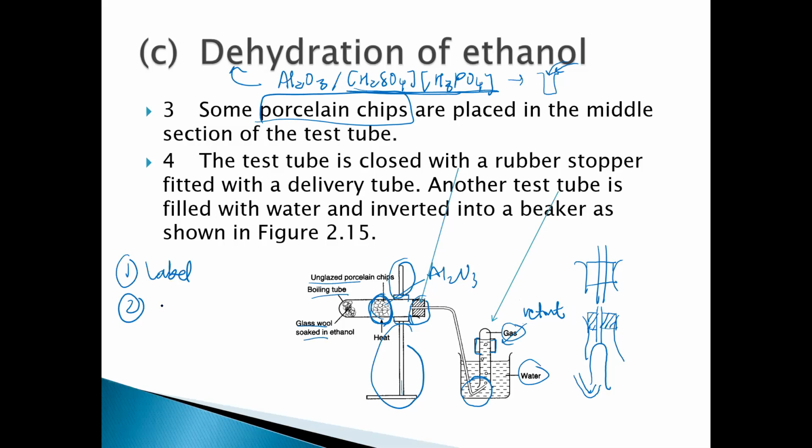Point number 2, if your diagram is not functional, for example, here got no retort stand, your boiling tube is hanging in the air, 0 marks, you lose this mark. If your burette here is hanging in the air, no retort stand, you lose your functional diagram mark.